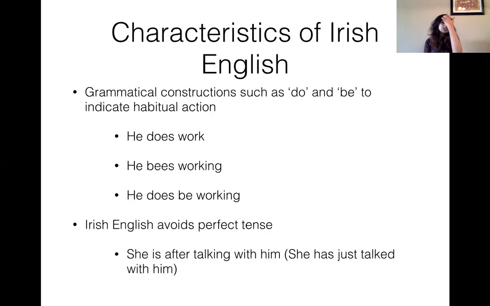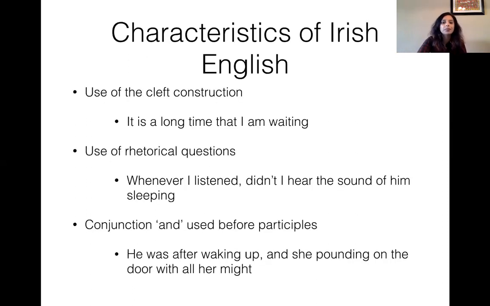They have grammatical constructions such as with do and be to indicate habitual action. So you can say he does work, he bees working, he does be working, etc., which really sound archaic, like Old English, more than modern English. And they also avoid the perfect tense. So, she is after talking with him, kind of like she has just finished talking with him, right? She is after talking with him.